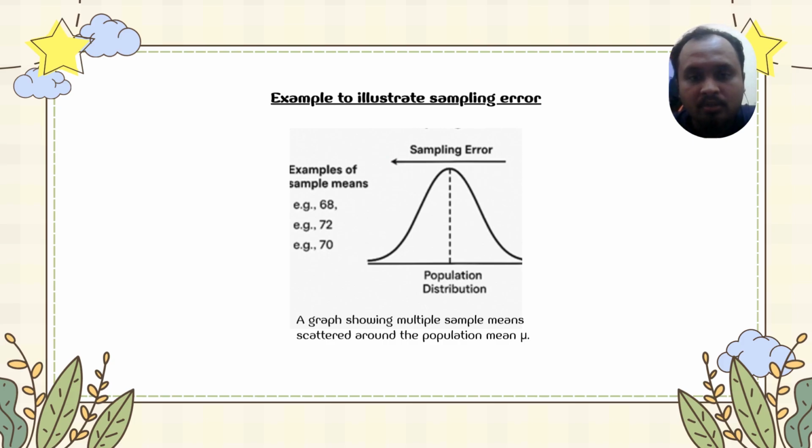On the left side, you see examples of sample means like 68, 70, and 72. These are average values calculated from different samples taken from the same population. Notice how the sample means do not exactly match the population mean. This difference is what we call sampling error. The label "sampling error" shows the gap between one of the sample means and the actual population mean. Even with random sampling, variation naturally occurs.